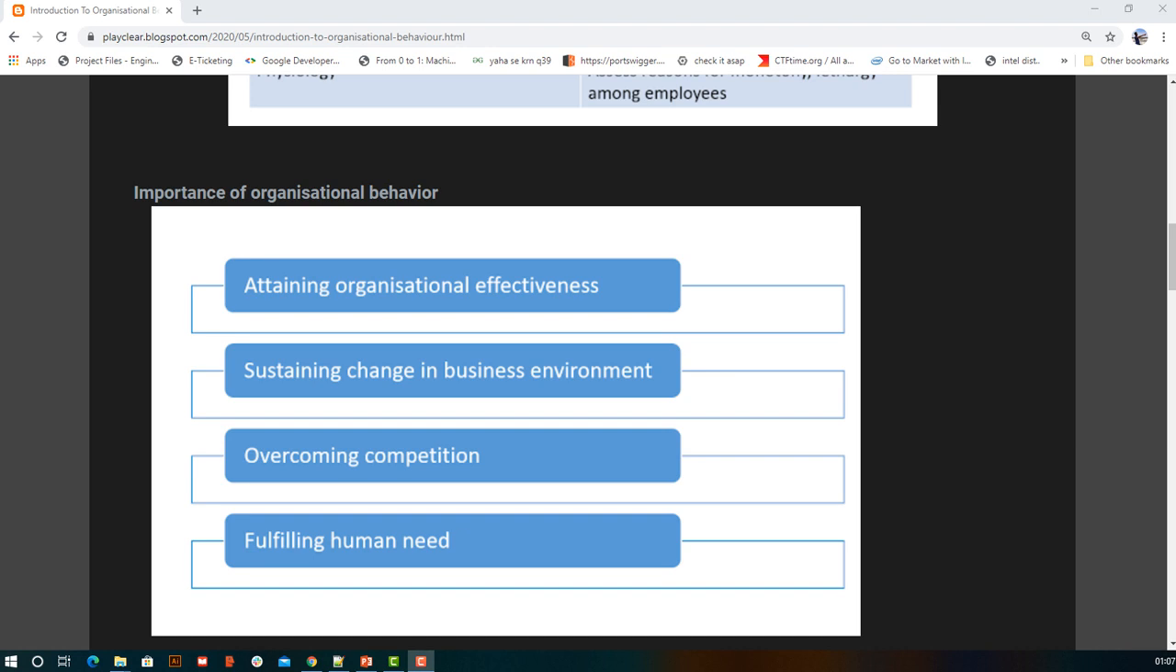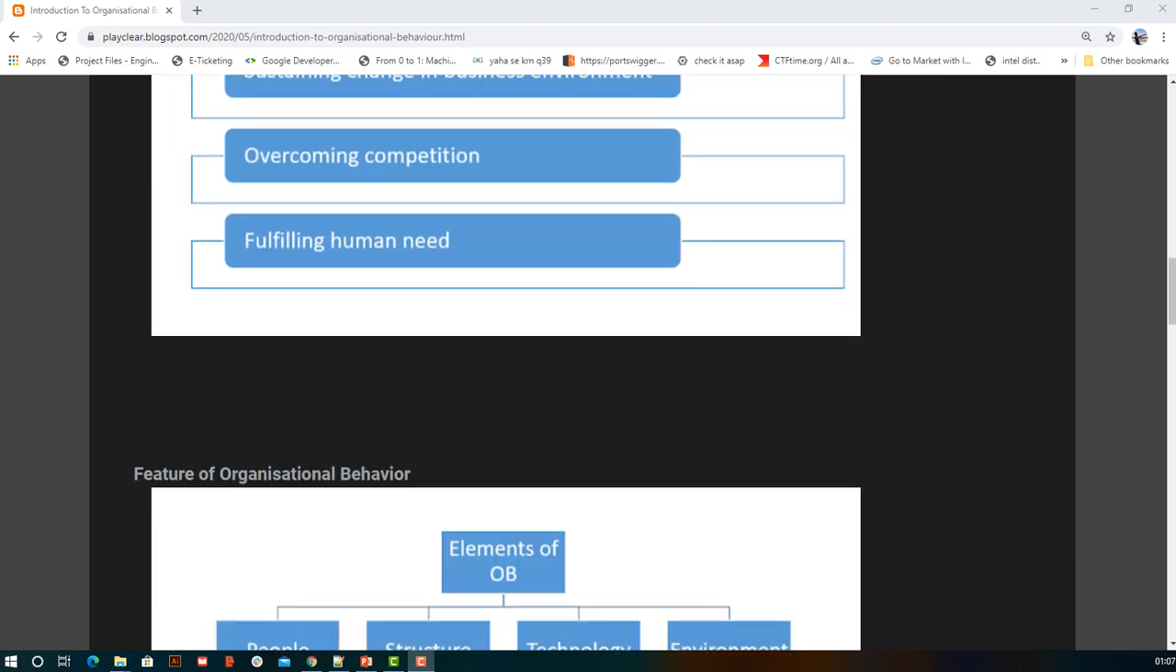Now finally, fulfilling human needs. Here, whatever the organization is doing, it is because of the employee first, not the customer. There's a good quote: employees first, customer second. So the intention behind fulfilling human needs is to take care of your employees, give them good training, proper holidays and vacations, make them feel comfortable and satisfied, then the efficiency would increase. So fulfilling human needs deals with how an organization's management deals with the employees.